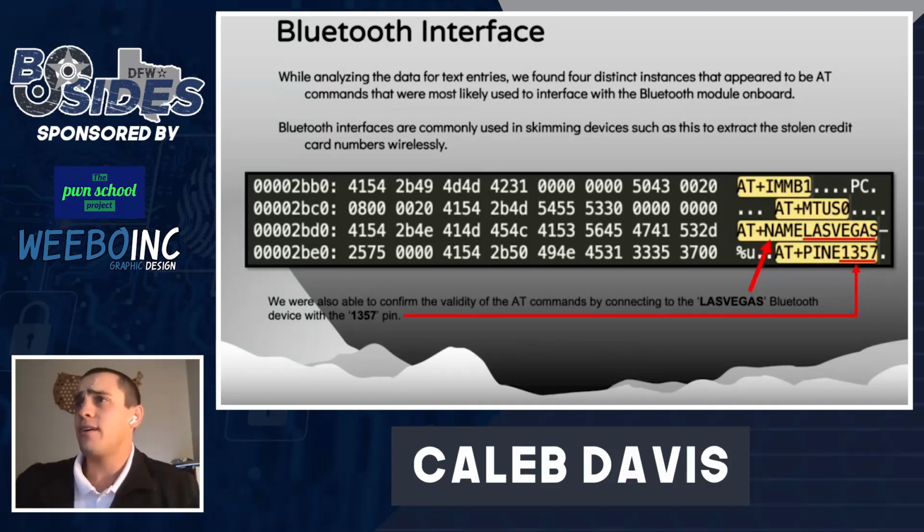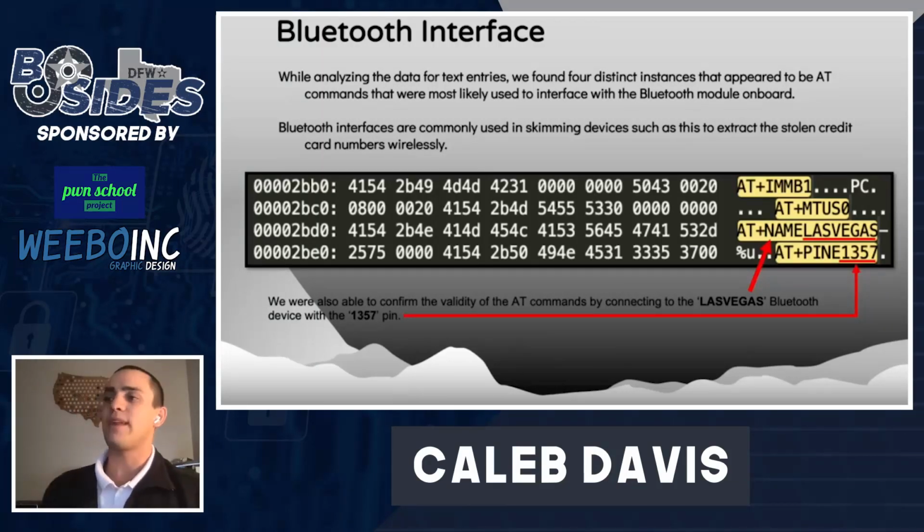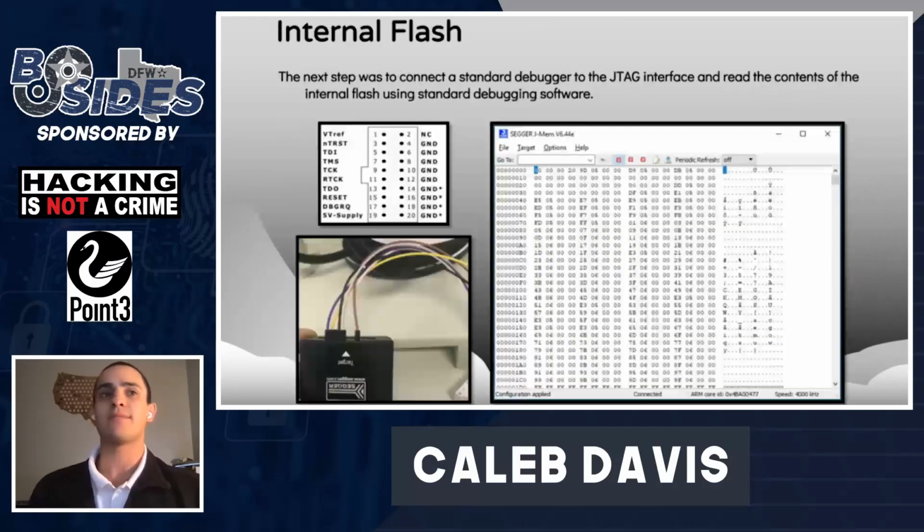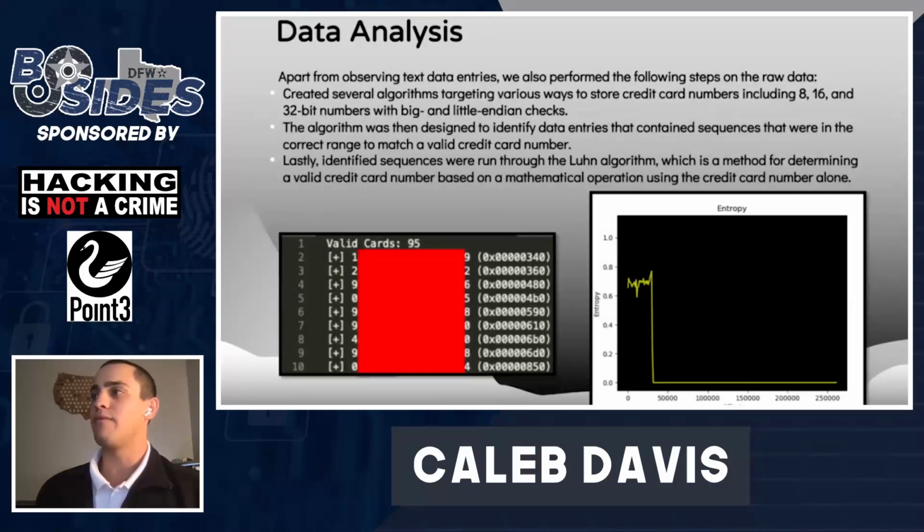So as you can see here, we were able to identify the Bluetooth broadcasting name as Las Vegas, which we could confirm by sniffing the Bluetooth traffic. And then we were also able to confirm that the 1357 pin was in fact the true pin, and it allowed us to bypass the brute forcing of the Bluetooth interface because we went to internal flash first.